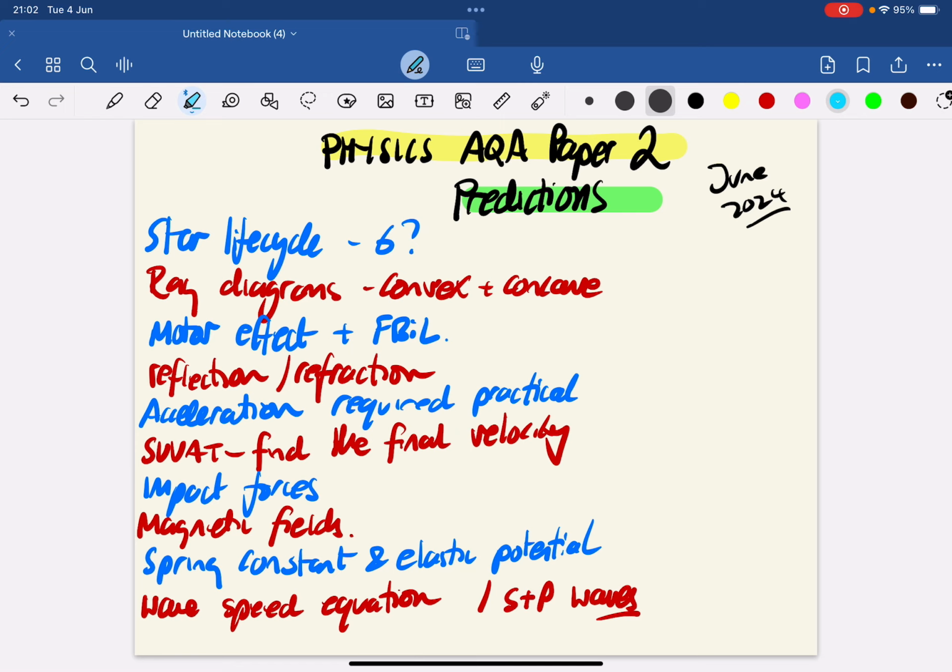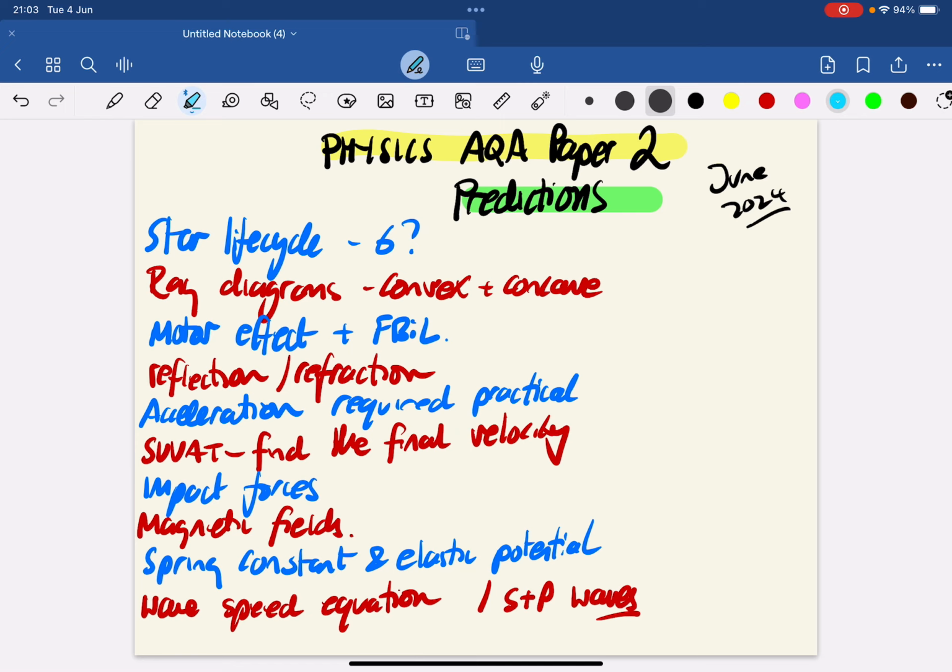Motor effect / generator effect potentially is going to be there. I've got a video on this channel that looks at the generator effect, the motor effect in loudspeakers and microphones. Make sure that you watch that and you understand the process. It tells you how to answer for both of those, a 4 to 6 mark question. And also on that, your F = BIL equation there.